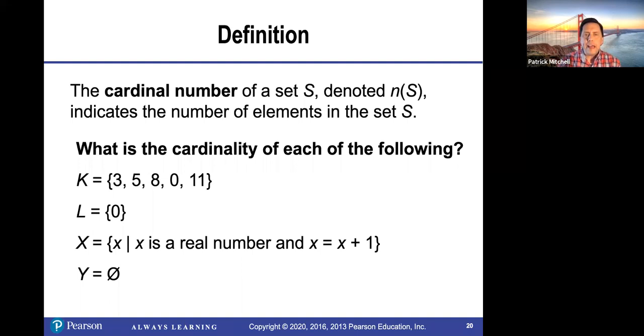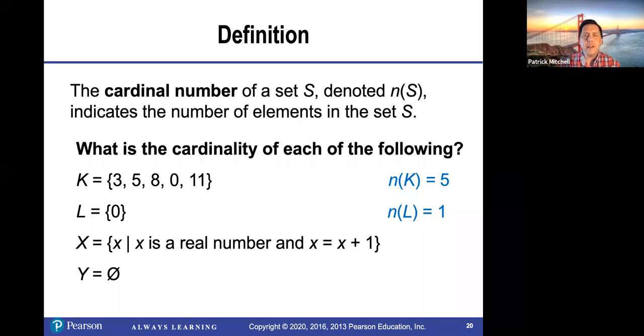All right, so set K pretty clearly, I think, has cardinality 5. There are 5 elements in that set. Set L has cardinality 1. There is 1 element in that set, the number 0.